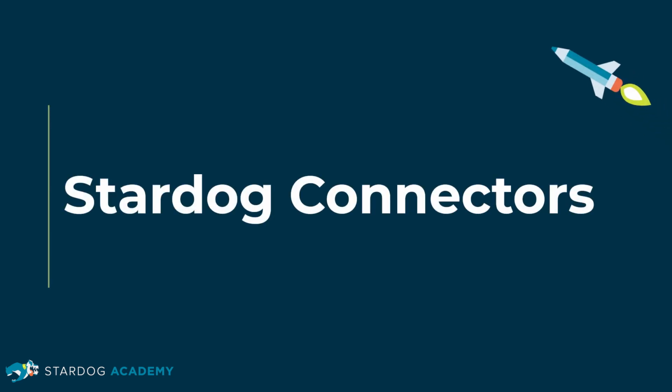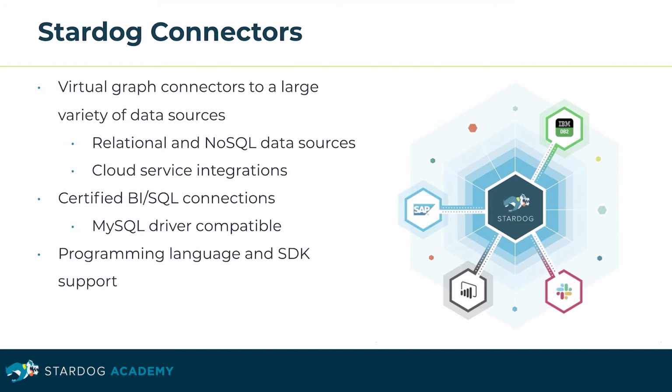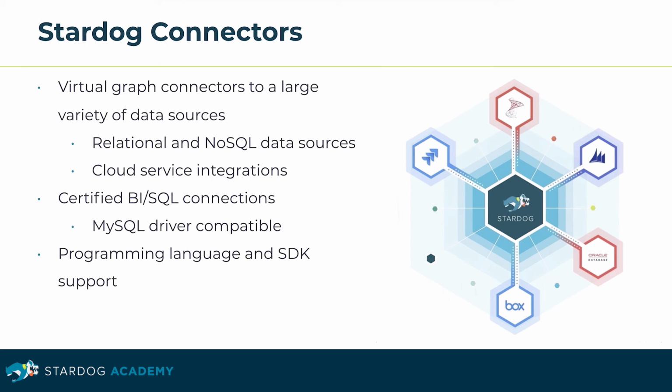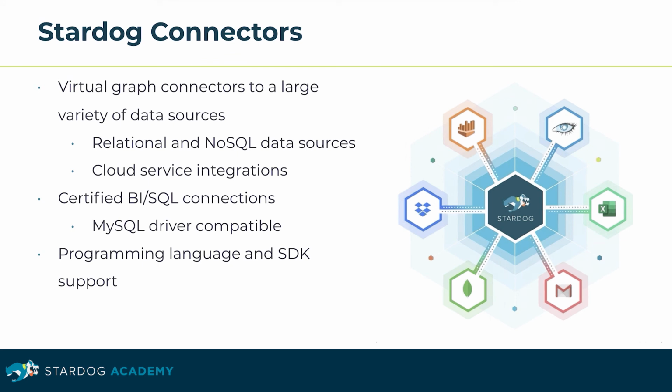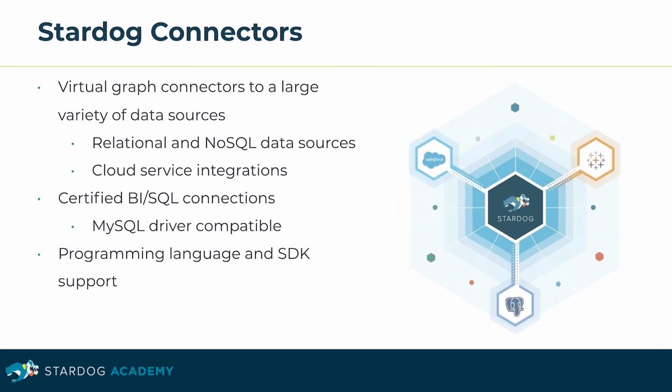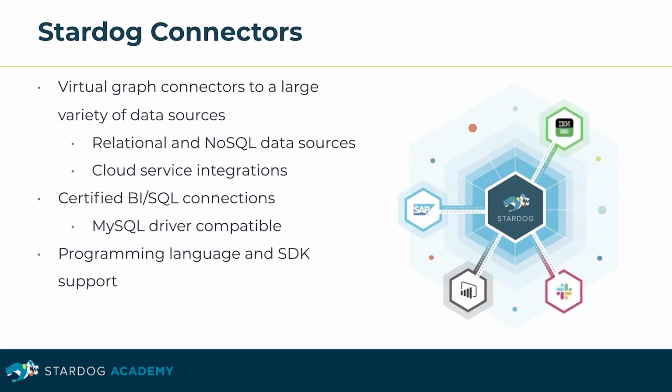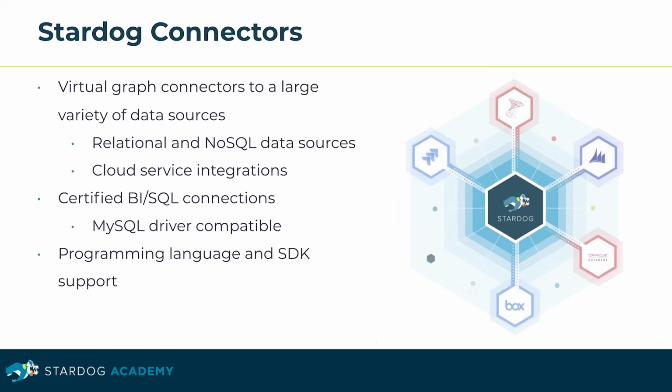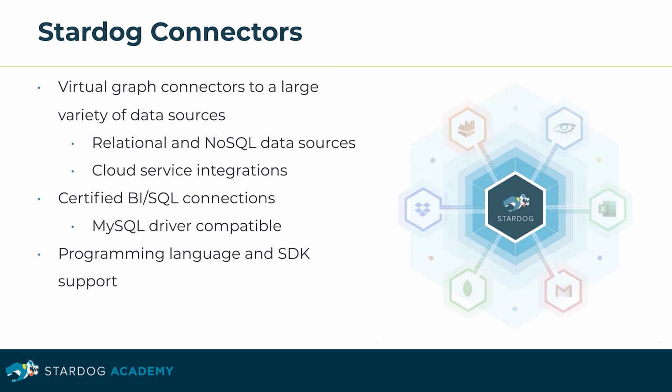This section is about Stardog connectors. In all the architectures we've looked at so far, we've seen many of them have virtual graph connections or otherwise have connections to different data sources. Now, Stardog provides a large variety of these in a virtual graph configuration. And these include things like relational NoSQL data sources, cloud service integrations, certified BI SQL connections, where Stardog provides a MySQL driver wire compatible environment for connecting a BI or SQL endpoint to Stardog, as well as various programming languages and SDKs that can be supported.